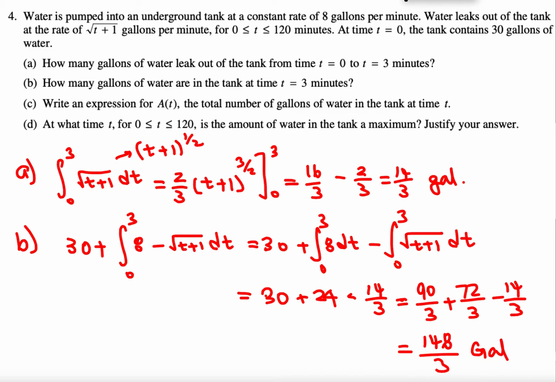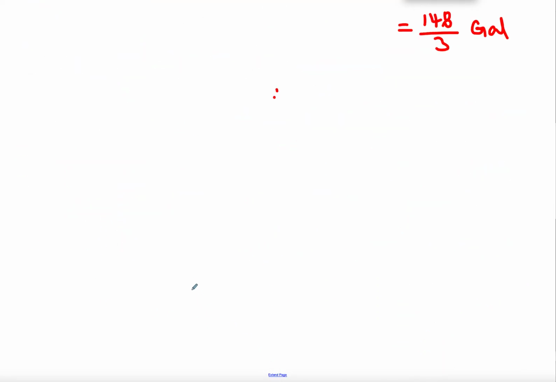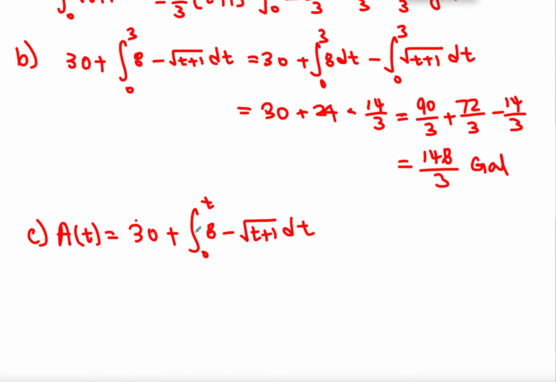All right, part C, write an expression for A, total number of gallons. So we kind of already did it in part B. So they want us to just write down the expression. Amount of water in the tank would have been equal to 30 was already there, so plus integral 0 through t of 8 minus square root of t plus 1 dt. That will get you how much water is in the tank at each point.